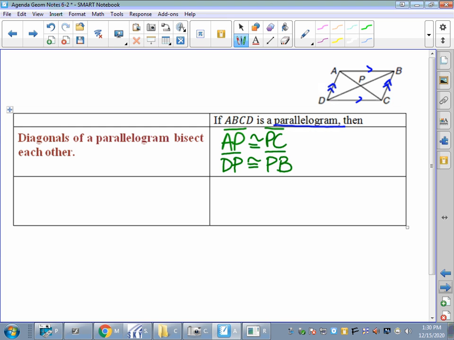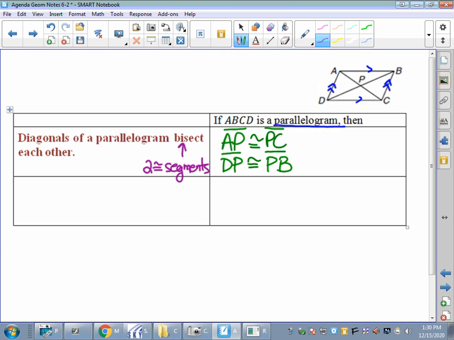I could see an algebra equation taking shape then, right? I could say, oh, AP is 2x and PC is 57. What is x? So remember, bisect means two congruent segments. It could mean two congruent angles if we were talking about angles, but we're talking about sides.